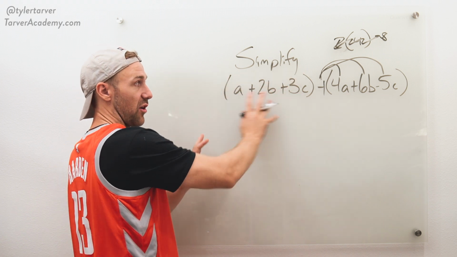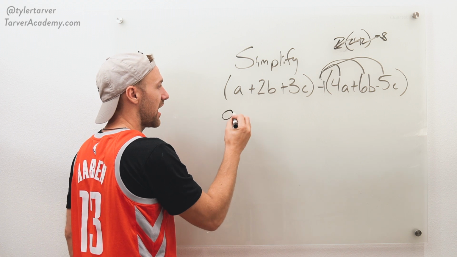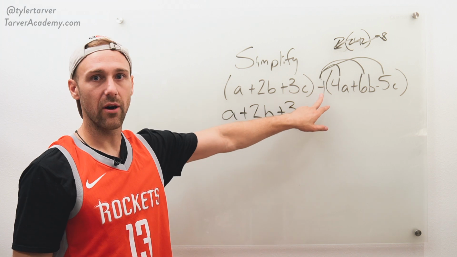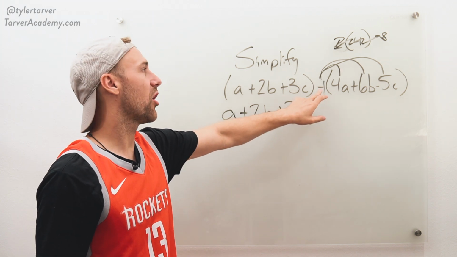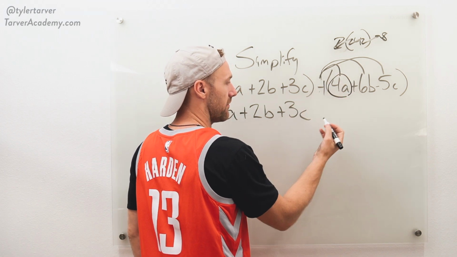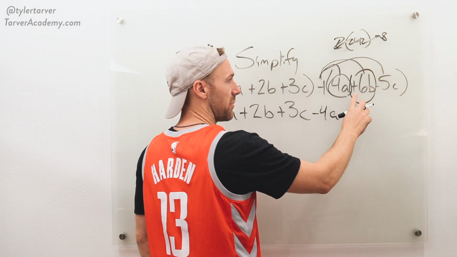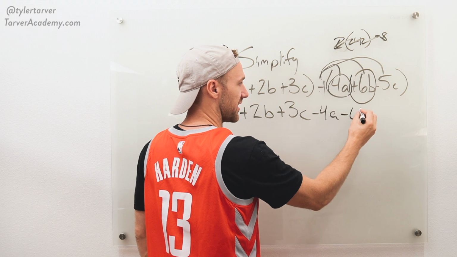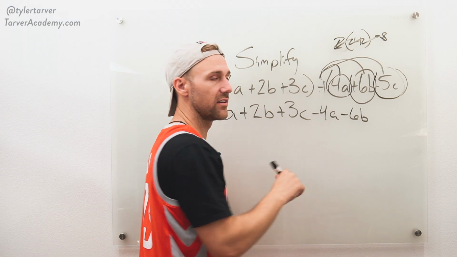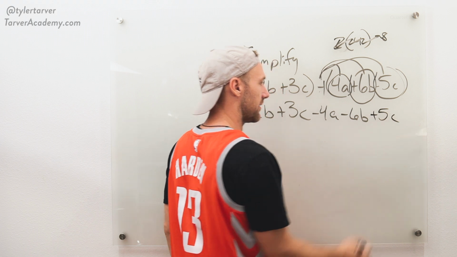So this front part was never touched. There's nothing in front, nothing was multiplied by, so it's gonna stay a plus 2b plus 3c. This now is going to be chaos. I'm kidding. We are just taking the -1 and multiplying it each time. So -1 times 4a is -4a. -1 times positive 6b is -6b. -1 times -5c, two negatives multiplied make a positive, plus 5c.